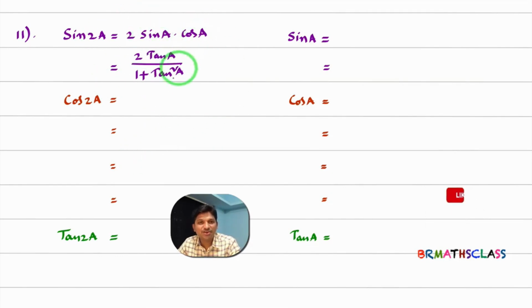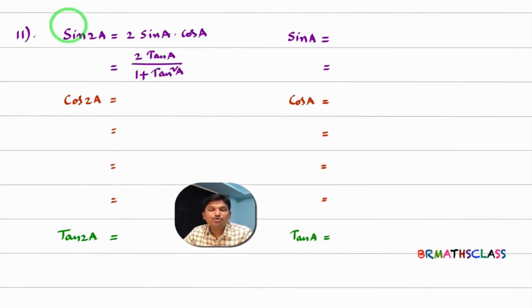So for sin 2a, we have two formulas: 2 sin a cos a, and 2 tan a divided by 1 plus tan square a, which is the sin 2a formula in terms of tan. This is about multiple angles. Multiple angles means 2a, 3a, 4a, all those things. Now if you learn these, you can easily write submultiple angle formulas.